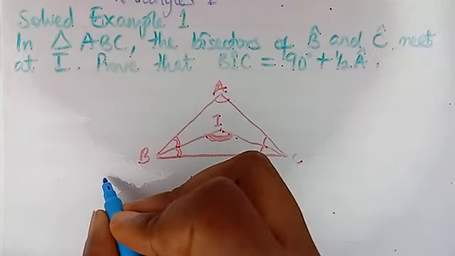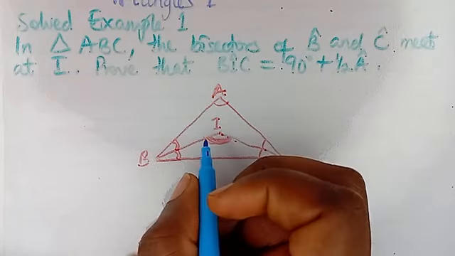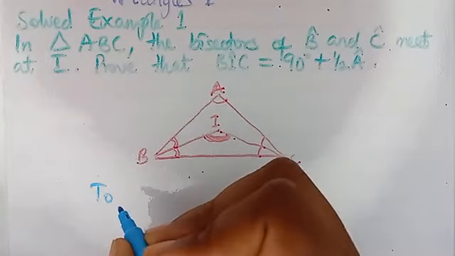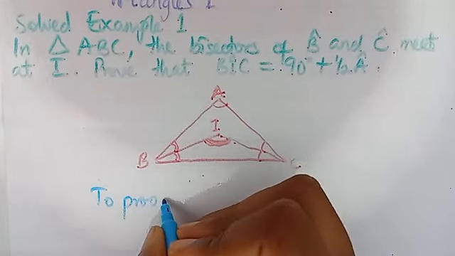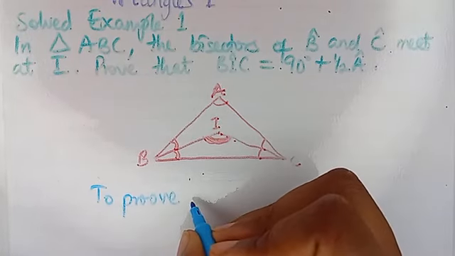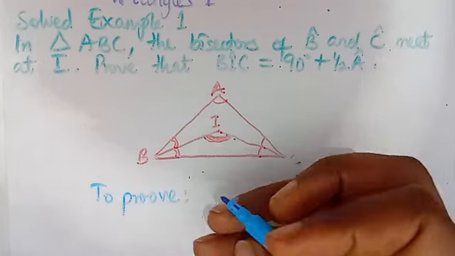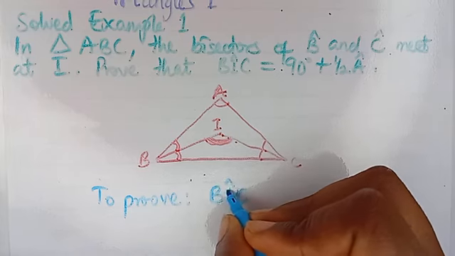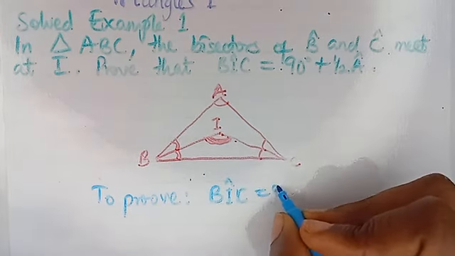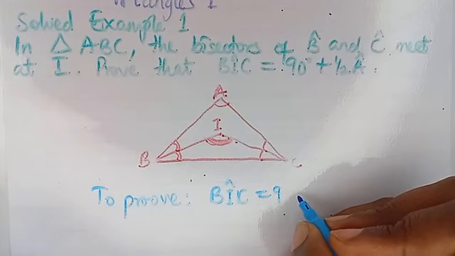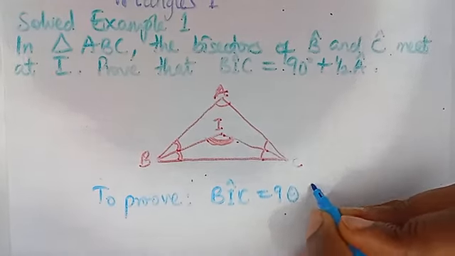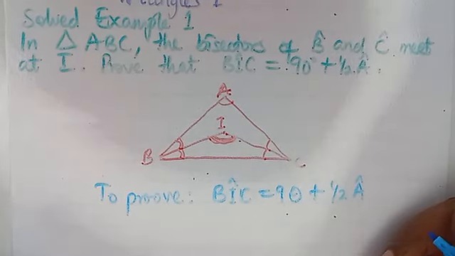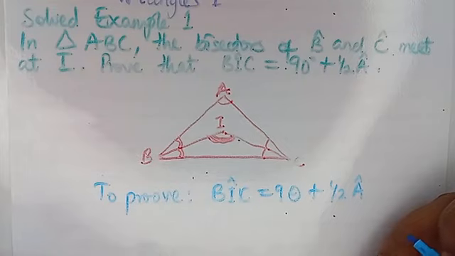Anyway, let's start with what we are to prove. We've been given this triangle ABC, right? So let's start with: to prove. What we are to prove is that angle BIC is equal to 90 degrees plus half of angle A.